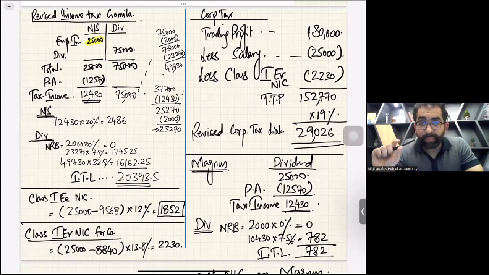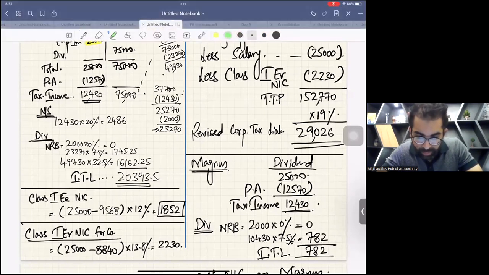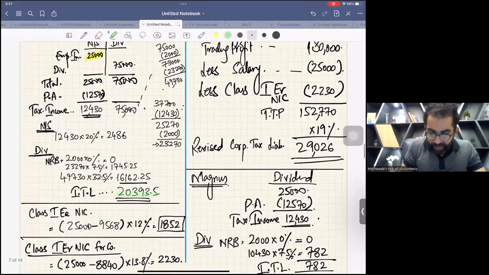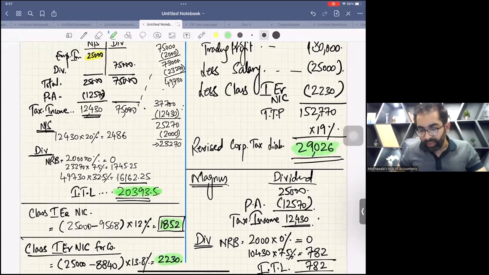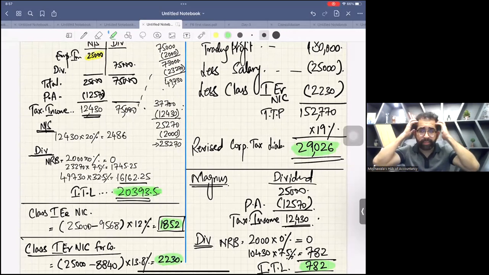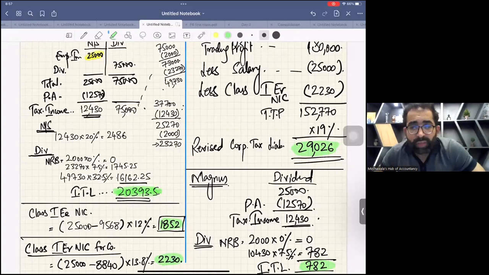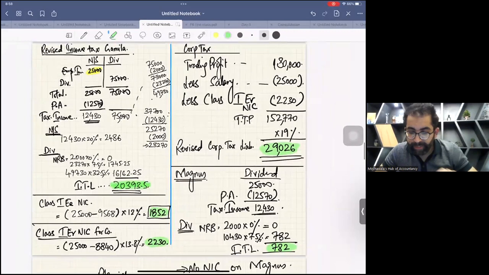Now, these are all the taxes. Let me highlight all the new taxes. Listen, please. This ITL is relevant. This class one employee NIC is relevant. This class one employer NIC is relevant. This corporation tax is relevant. And this husband's income tax is relevant. See, all these taxes are to be borne by this family. This family is one unit. So all these taxes are to be borne by the family. Okay. Now we'll compare the existing package with the new package.